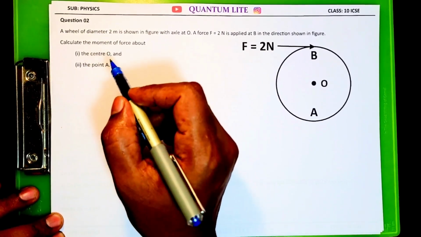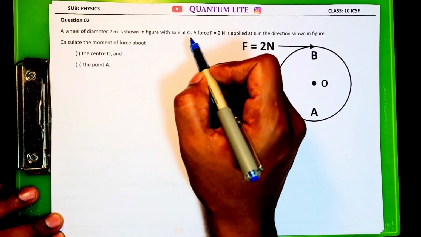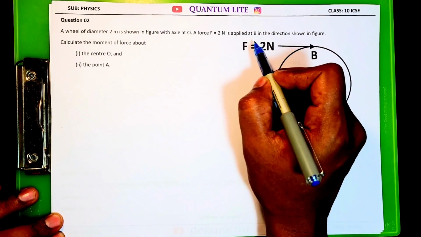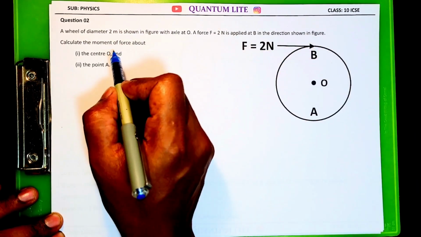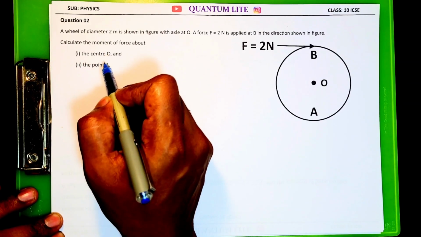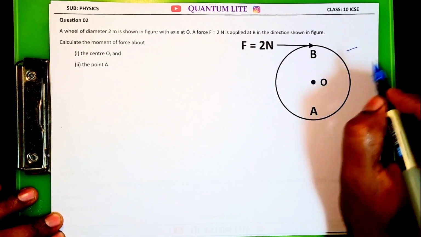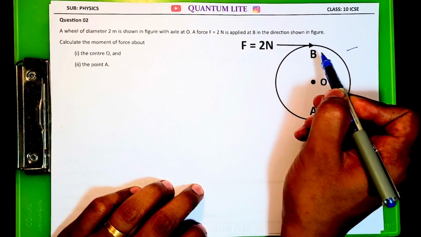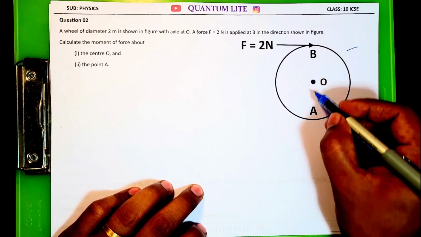Next, the second numerical. A wheel of diameter 2 meter is shown in the figure with axle at O. A force F equal to 2 Newton is applied at B in the direction shown in the figure. Calculate the moment of force about, the first one the center O, and the second one the point A. Here is the given diagram. The force is acting at B, and the total diameter is given.